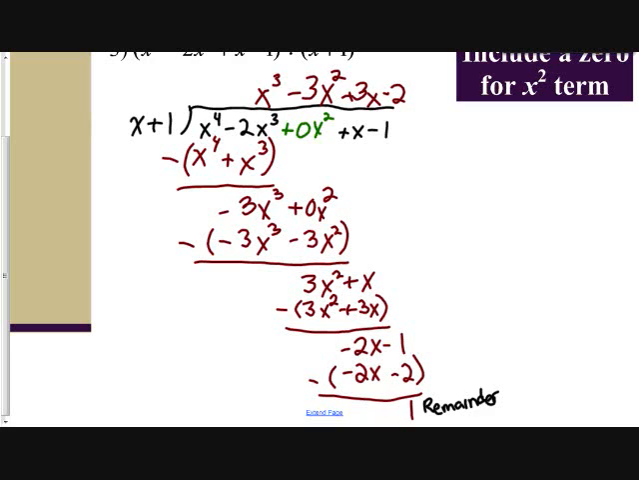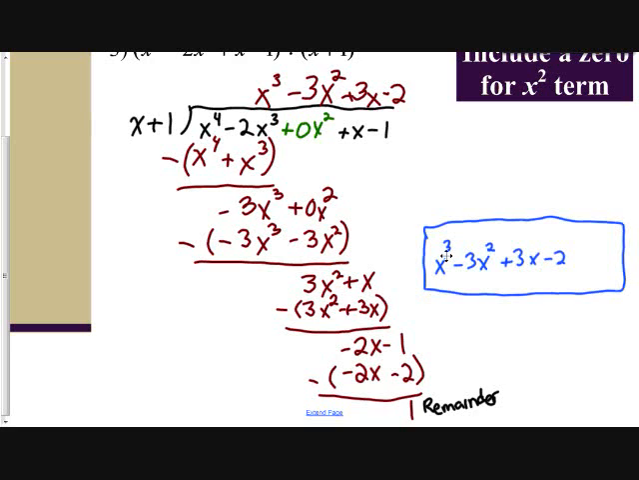So then our answer for this problem is what is written on top, our x cubed minus 3x squared plus 3x minus 2. And since our remainder is positive, we put a positive 1 over what we divided by, which was x plus 1. So our answer is x cubed minus 3x squared plus 3x minus 2 plus 1 over x plus 1.